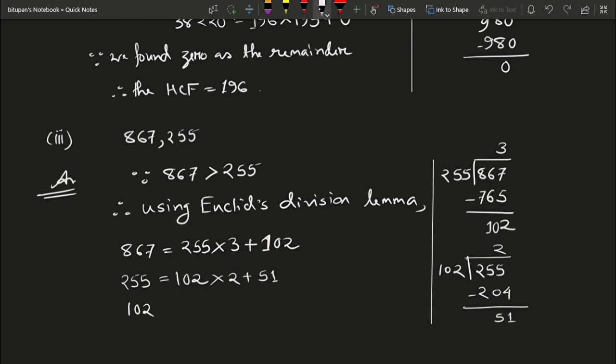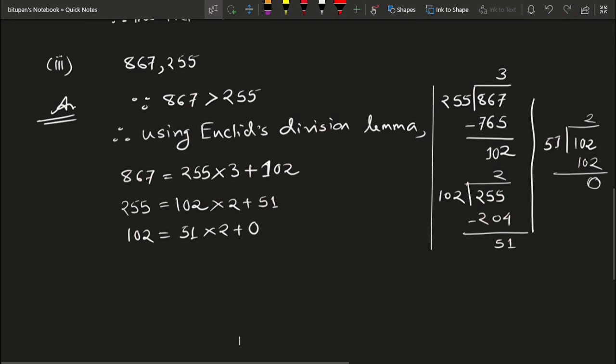So 102 will be the dividend this time, and 51 will be the divisor. Now let's try dividing 102 by 51. Here is 1 on the units place, here is 2, so we know 2 ones are 2 and 2 fives are 10. Bingo, we found the answer. So 102 could be completely divided, so the remainder will be 0. So 51 into 2 plus 0. So at last we finally found the remainder as 0.